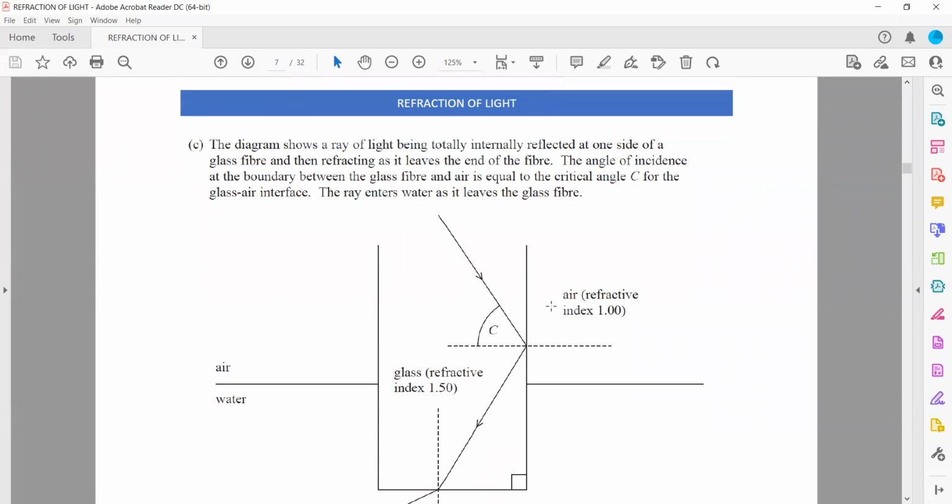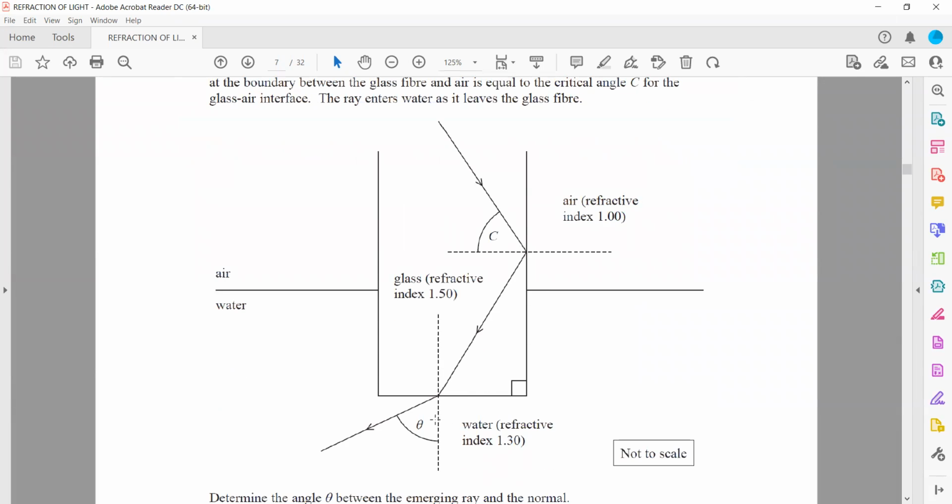The diagram shows a ray of light being totally internally reflected at one side of a fiber optic, and then refracting as it leaves. As you can see, it is refracting as it leaves.